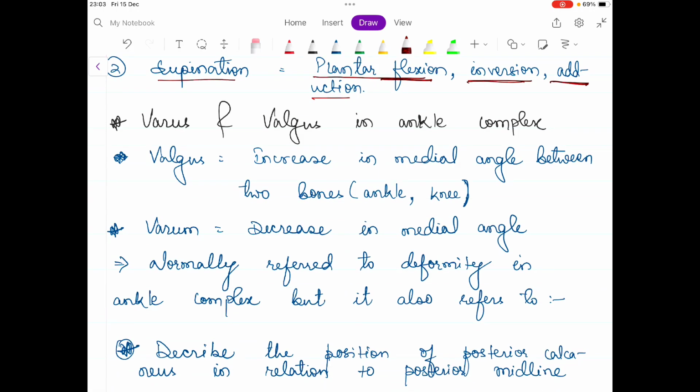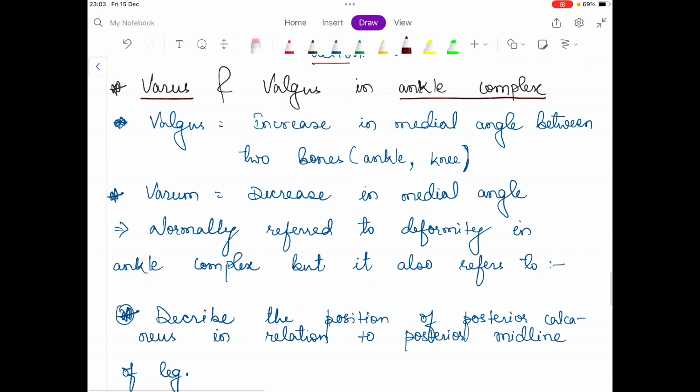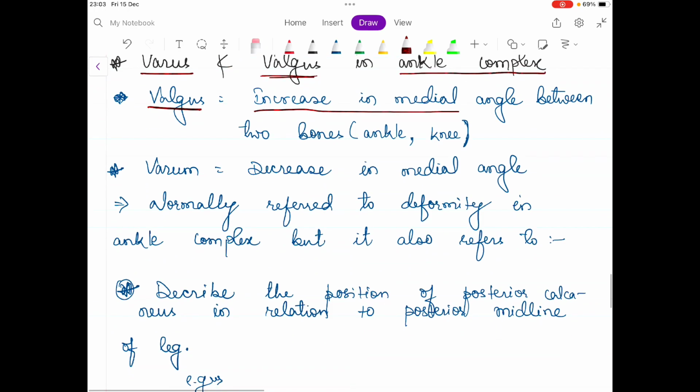Now there are two terms which are again used in the ankle complex. These two terms are varus and valgus. We have discussed these two terms in the knee complex also, but it is somewhat different in the ankle complex. Valgus means increment of the medial angle between two bones. Now the two bones can be anywhere. It could be in the ankle or it could be in the knee. So if it happens in the knee, we have a specific name for it, and if it happens in the ankle, we have a different name for it. We will talk about the name also.